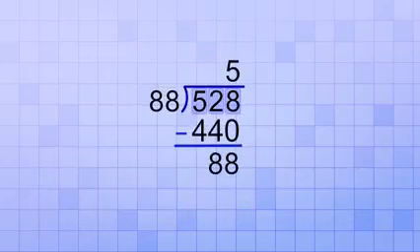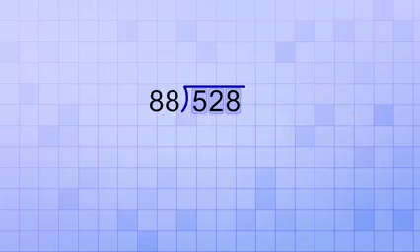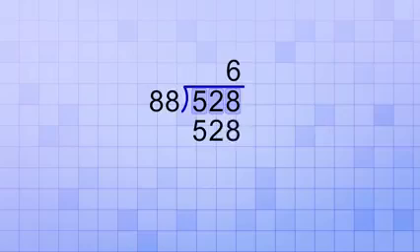In fact, since our remainder is equal to the divisor, it means we could have divided exactly 1 more 88 into 528. So we should have picked 6. And if you multiply 6 times 88, you'll see that it's 528.